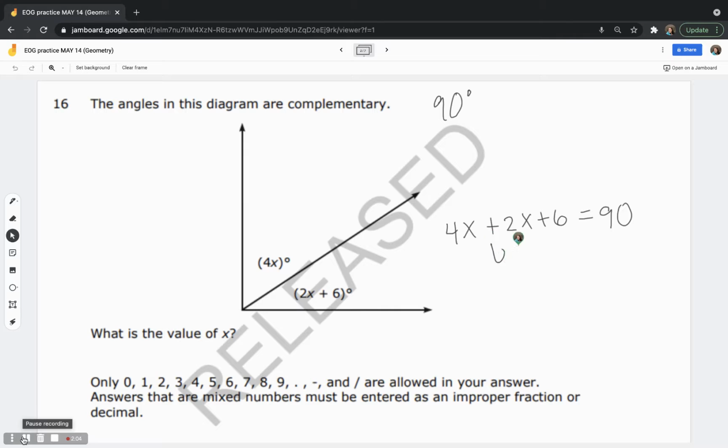And then I'm going to solve this equation. So I can put together 4x and 2x. That's going to give me 6x plus 6 equals 90. And then I'm going to subtract 6 on both sides, and we get 6x equals 84. And then I divide by 6 on both sides, and that is going to give me x equals 14. So x equals 14.